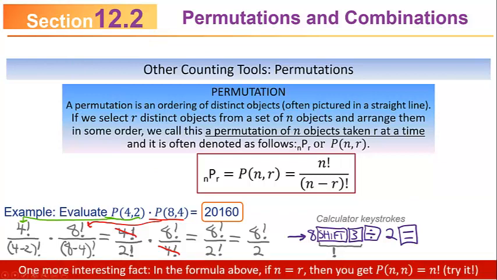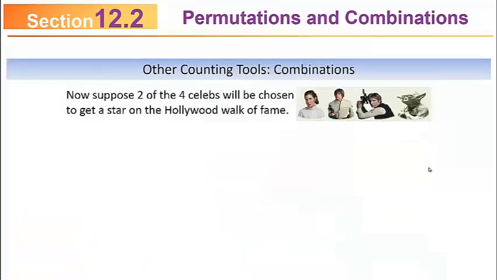And here's one more interesting fact. You may want to try it yourself. N factorial is the same thing as calculating the permutation of N things taken N at a time.